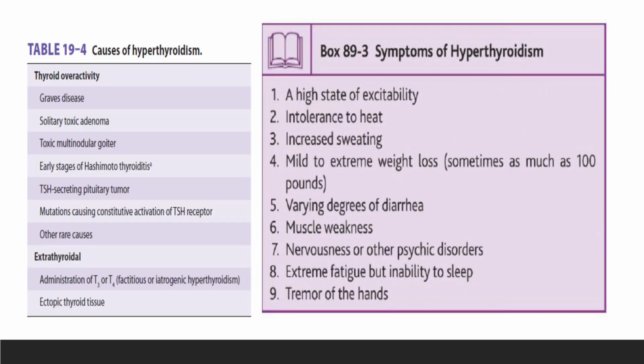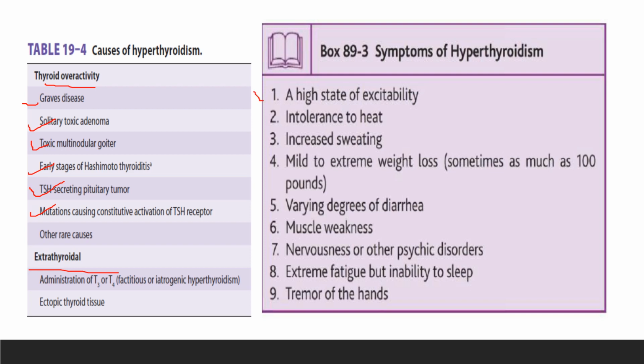Now, causes of hyperthyroidism. It may be due to thyroid overactivity, which is seen in Graves' disease, solitary toxic adenoma, toxic multinodular goiter, early stages of Hashimoto's thyroiditis, TSH secreting pituitary tumor, mutations causing constitutive activations of TSH receptors, or it may be extrathyroidal cause, that is, if iatrogenic, if administration of T3 and T4, or ectopic thyroid tissue.